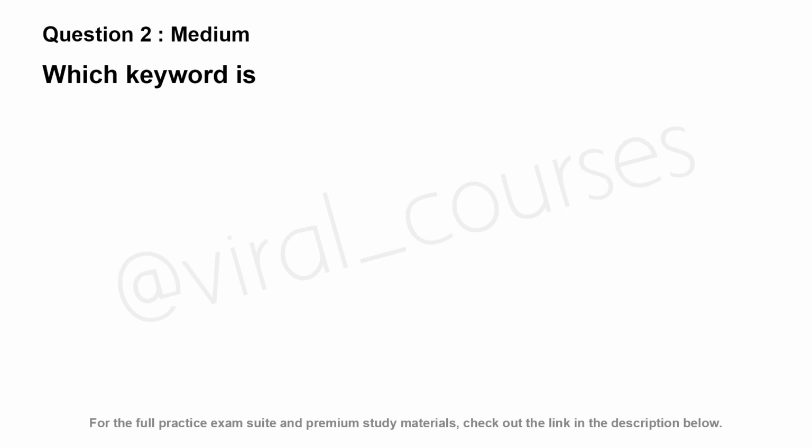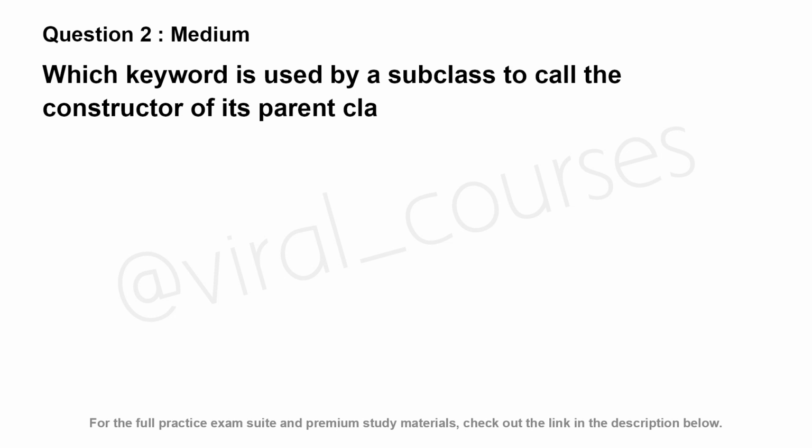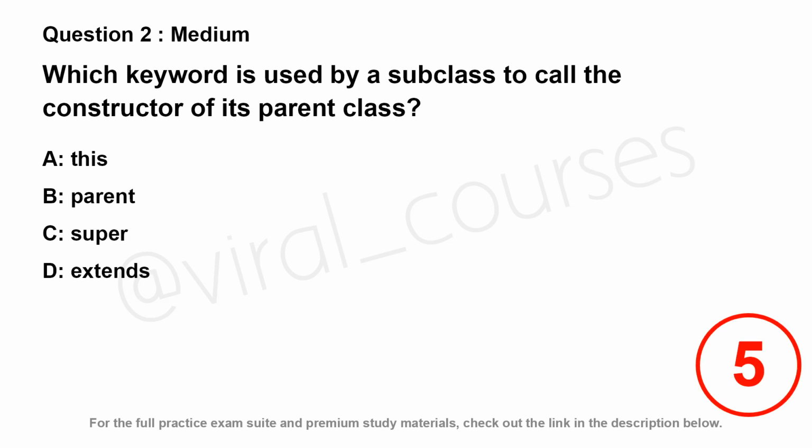Which keyword is used by a subclass to call the constructor of its parent class? Option A, this. Option B, parent. Option C, super. Option D, extends.